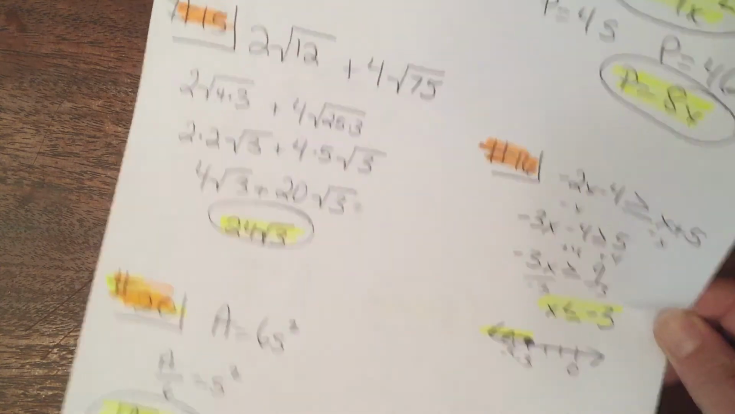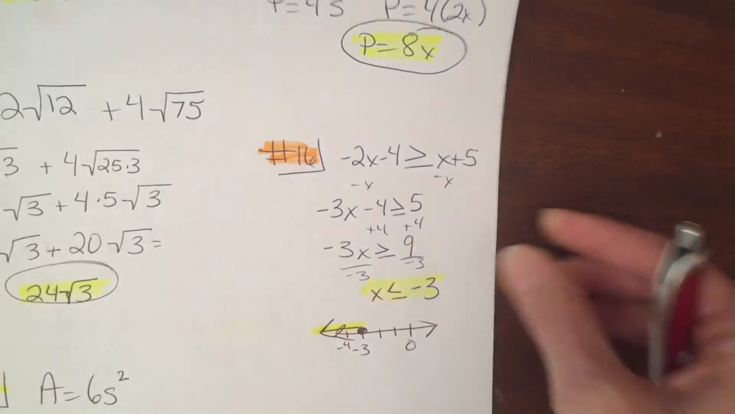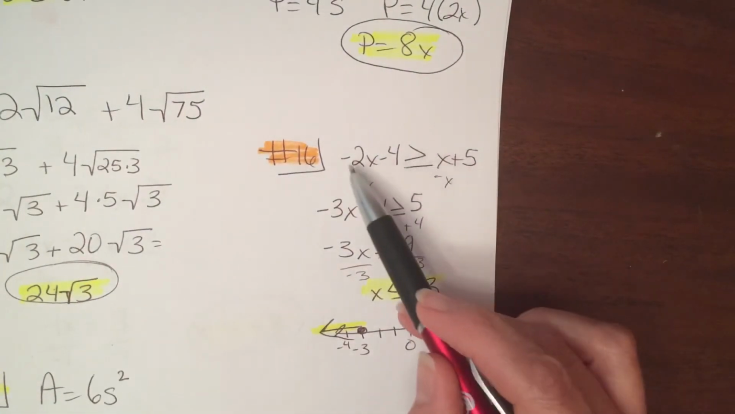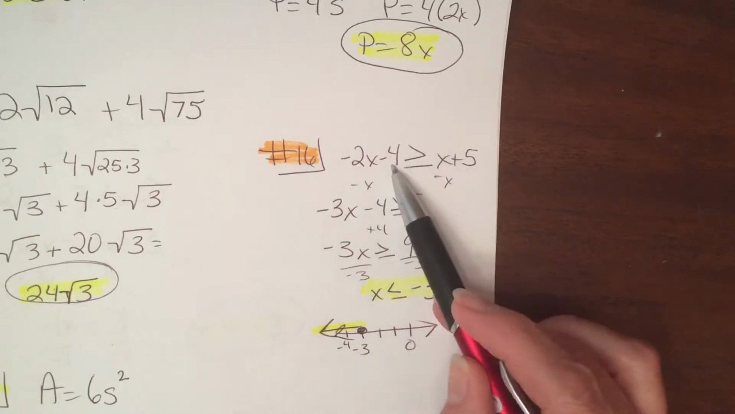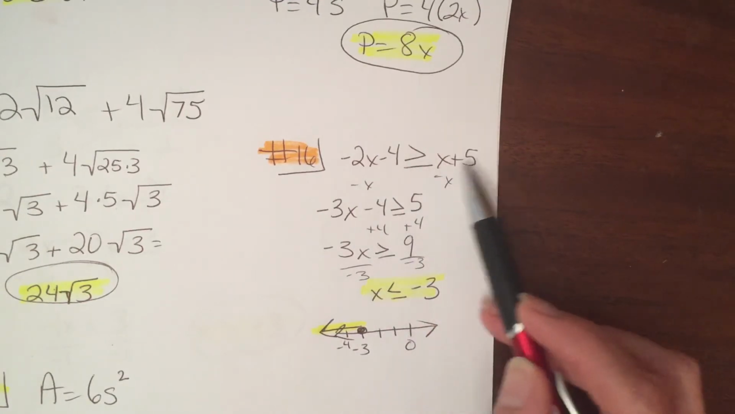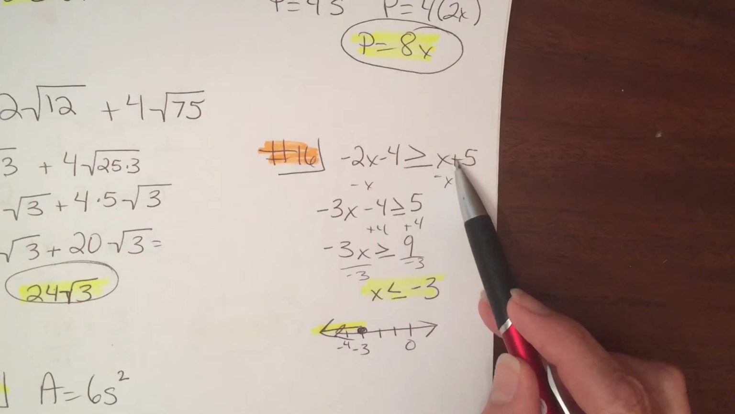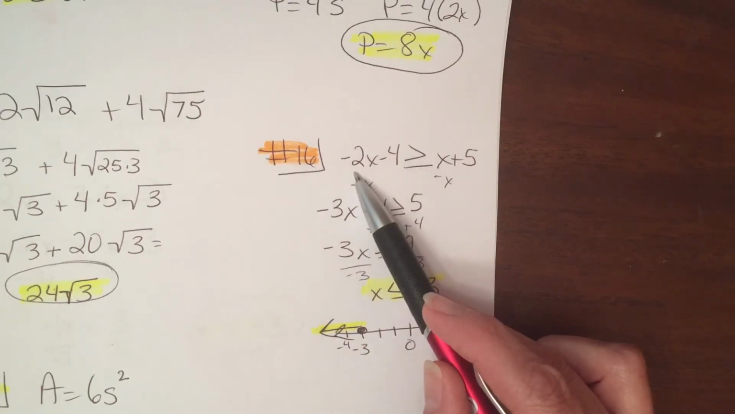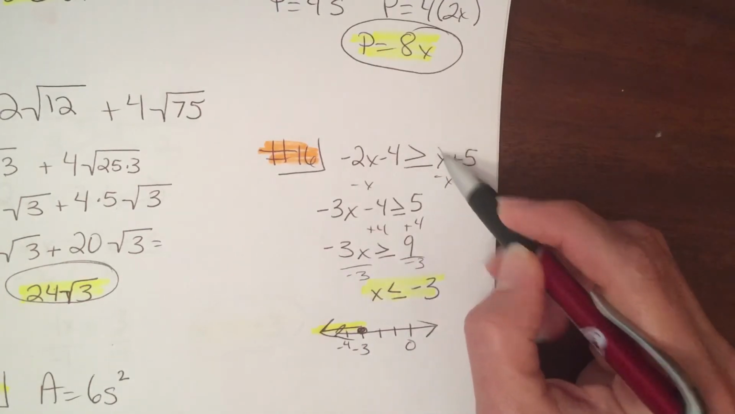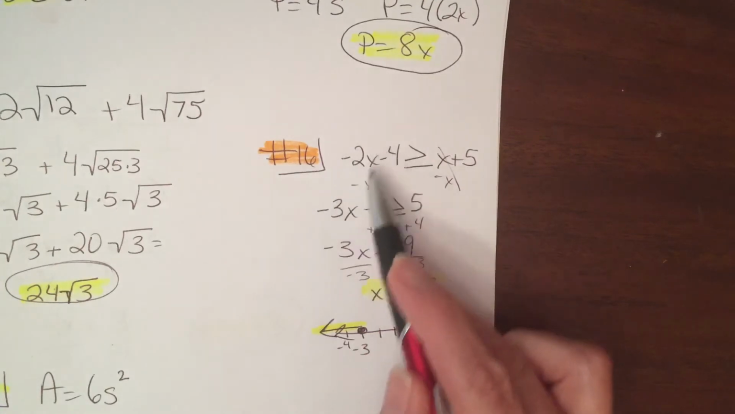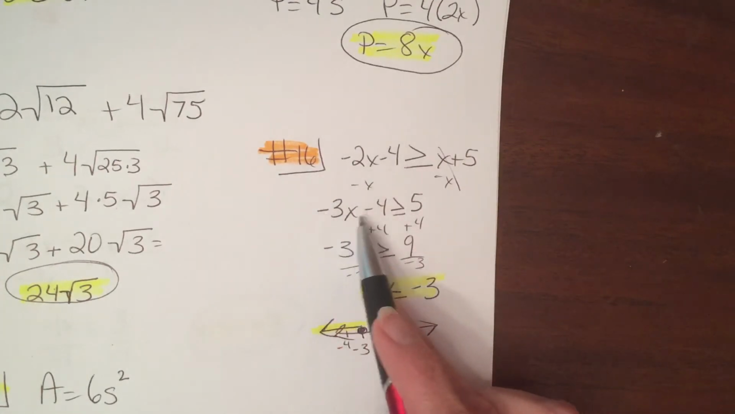Number 16. We have to solve this inequality and graph it. Negative 2x minus 4 is greater than or equal to x plus 5. So I got my x's together over here. I subtracted x from this side and subtracted x from this side. The x's here are gone now. Negative 2x and another negative x gives me negative 3x.